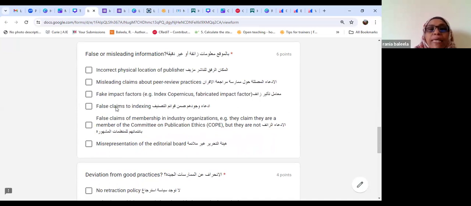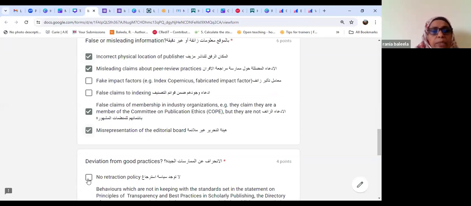Are there false claims of indexing, like when you check in indexes, did you find the name of the journal or not? Are there false claims of membership in industry organizations? For example, they claim they are a member of the Committee on Publication Ethics, COPE, but when you went to the COPE website, you didn't find them. These are false claims. Is there a misrepresentation of the editorial board, like I said earlier? And I will try it here to show you something. I will just check at random.